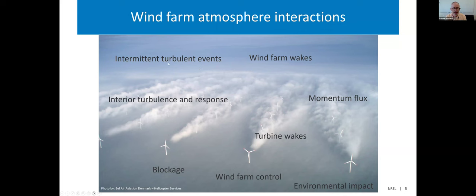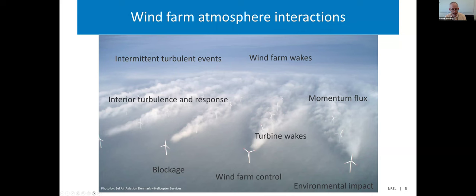We have large-scale intermittent turbulent events, so things like gravity waves, Kelvin-Helmholtz waves, atmospheric bores. I'll show an example of that later, actually. Within the wind farm, we're interested in what the turbulence looks like. So how does the turbulence change as you move through the wind farm, and how does that impact the response of turbines and the reliability and structural loads?